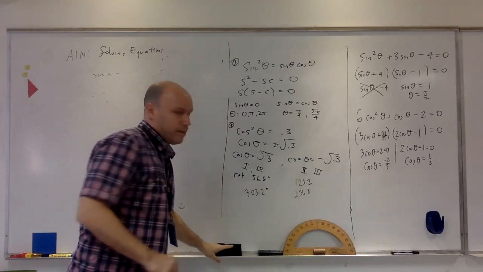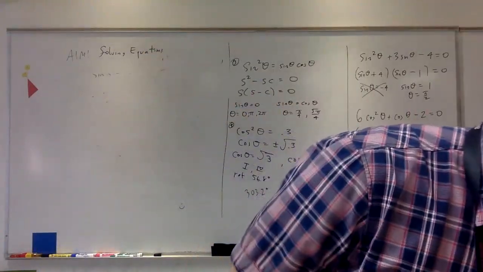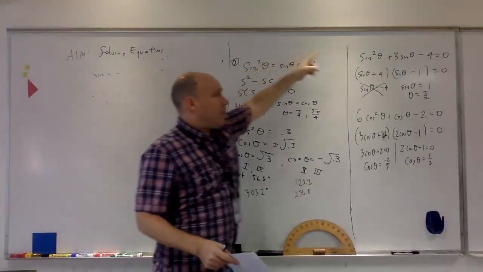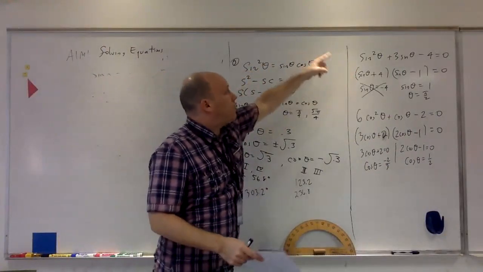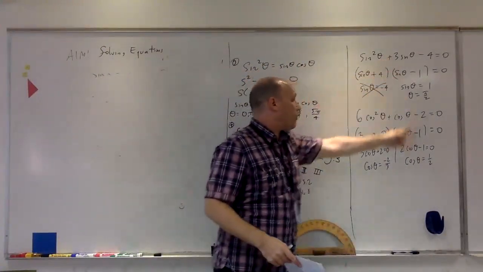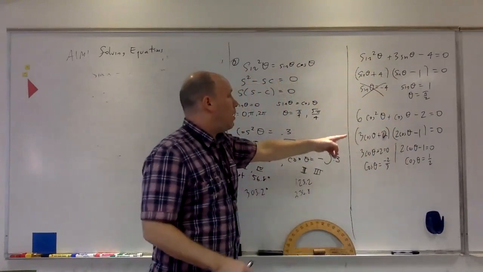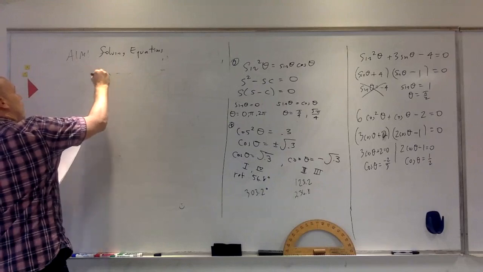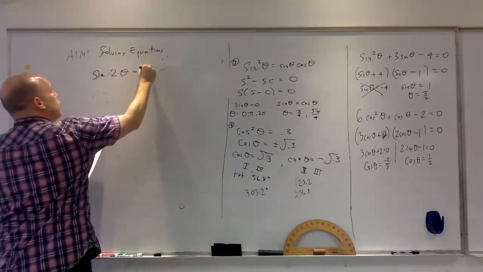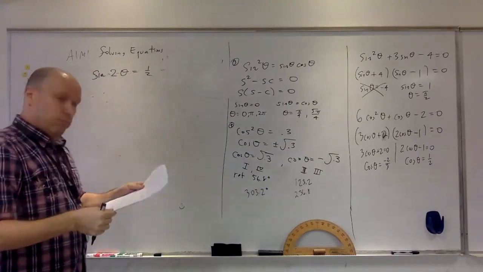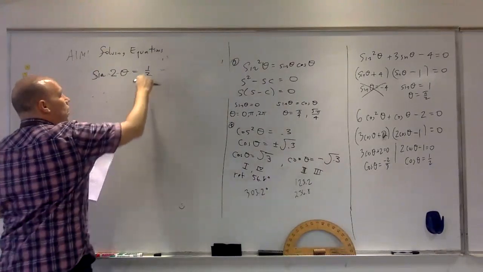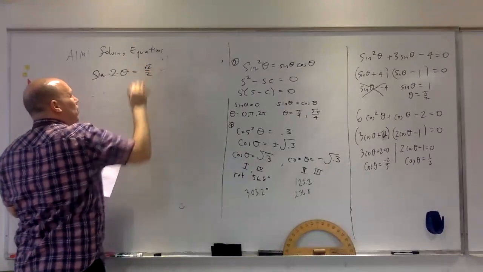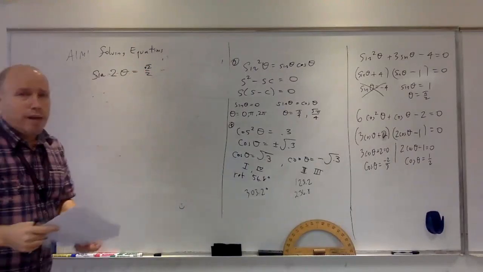Okay, nice. Well, in all these equations, all the thetas are just theta, like sine squared, cosine theta. But what if I asked you, sine of 2 theta is equal to 1/2? Well, or anything. How about radical 2 over 2, let's change it to radical 2 over 2. So what's going on here?